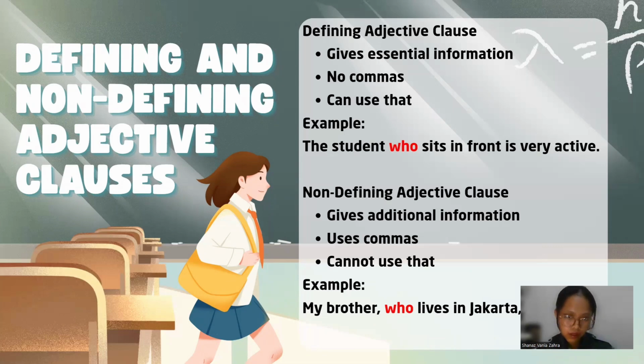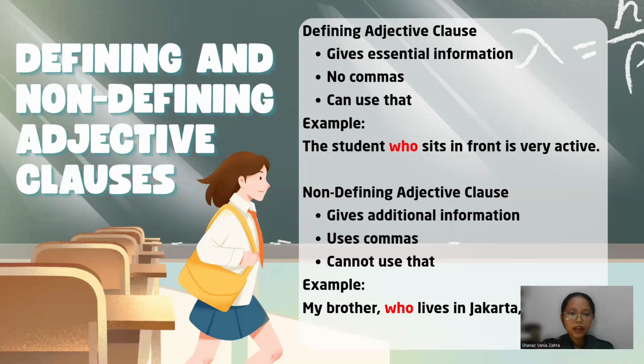Defining adjective clause. This type of clause gives essential information, which means the information is necessary to identify the noun. In the example, the student who sits in front is very active. The adjective clause "who sits in front" tells us which student we are talking about. Without this clause, the meaning would be unclear. That is why no commas are used, and "that" can be used in a defining clause.